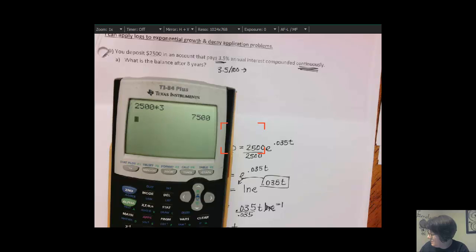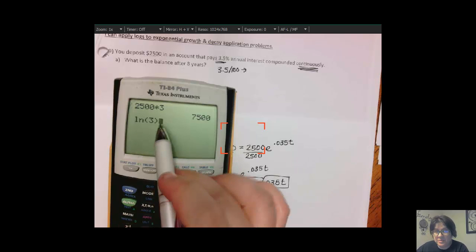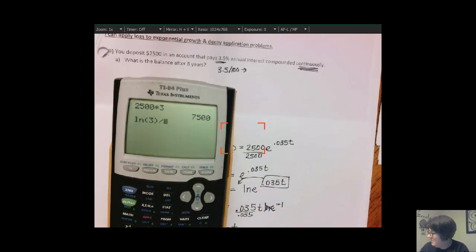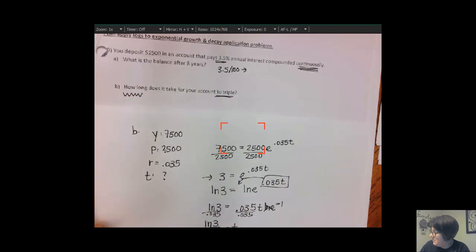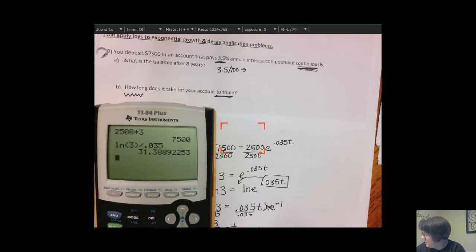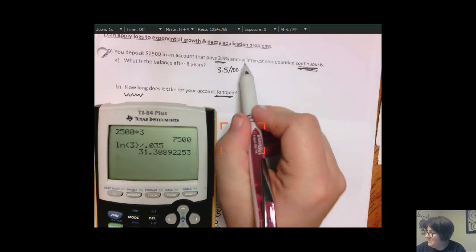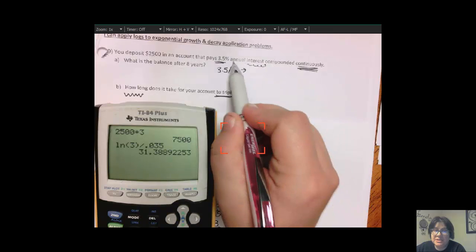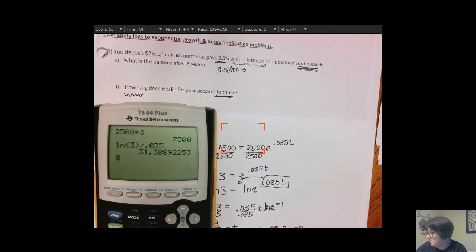So natural log of 3, make sure to close your parenthesis, divided by 0.035. And you're going to get 31.38. One thing we talked about was that the label on your time needs to be the same label as your problem. So since it's annual interest, this is annual, or years.